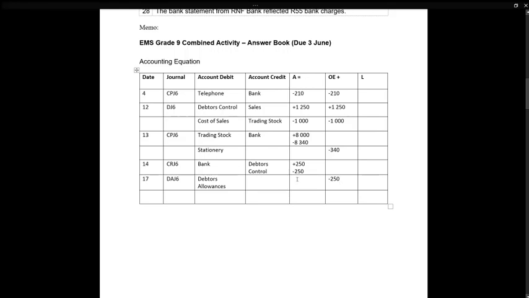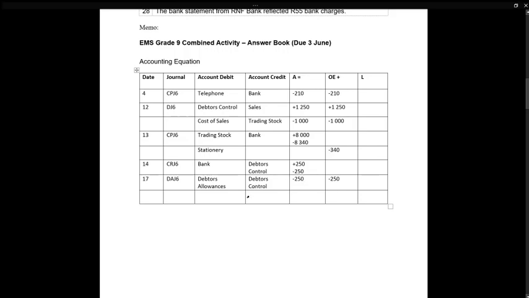And then also my debtors control will decrease. I mean, he doesn't owe this to me anymore. Therefore, debtors control is classified as an asset. Therefore, my assets will decrease. Also, debtors control decreases in the credit side. So, therefore, minus 250 Rand.